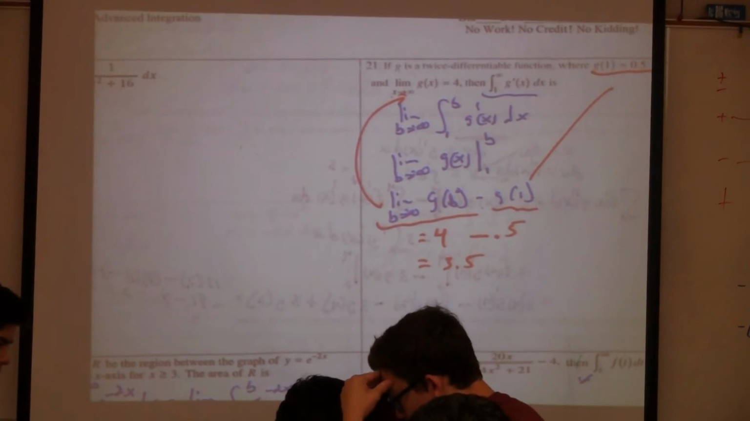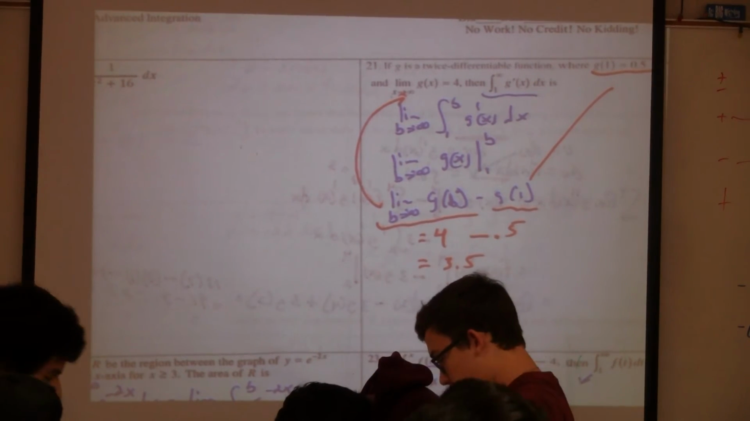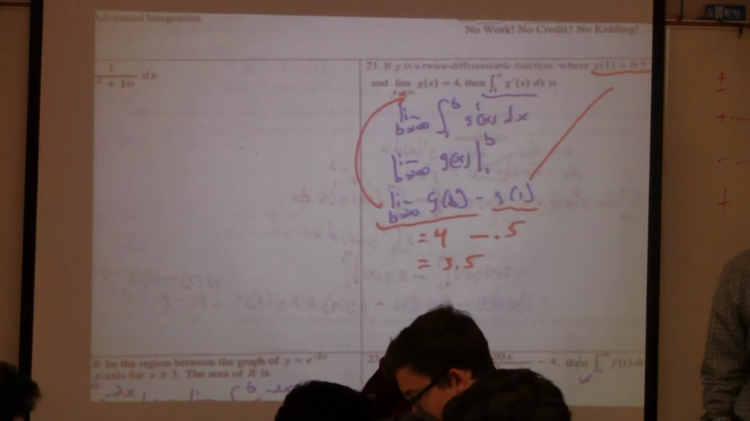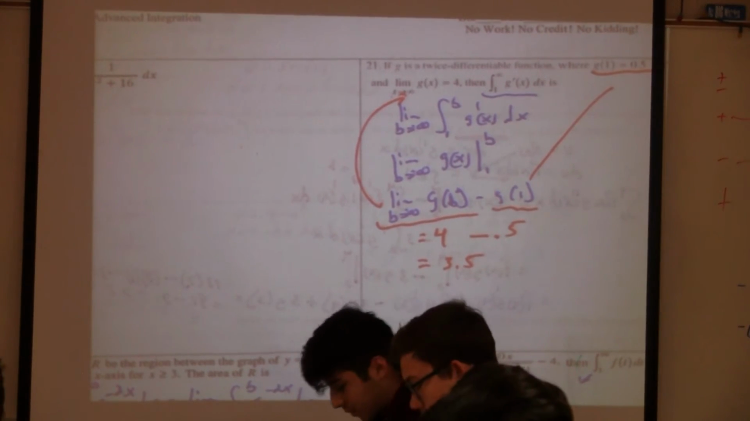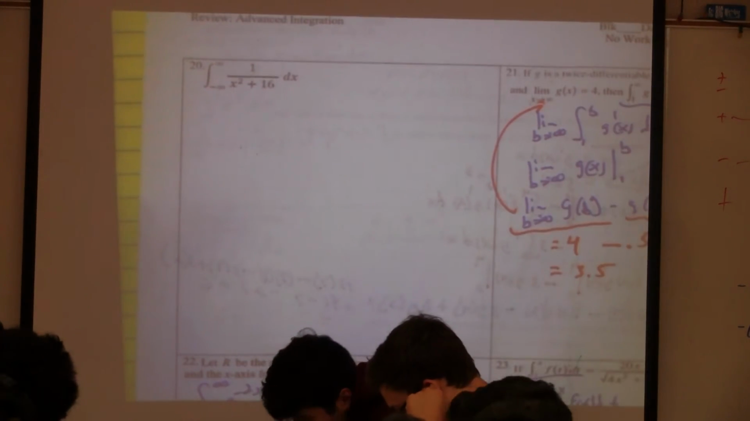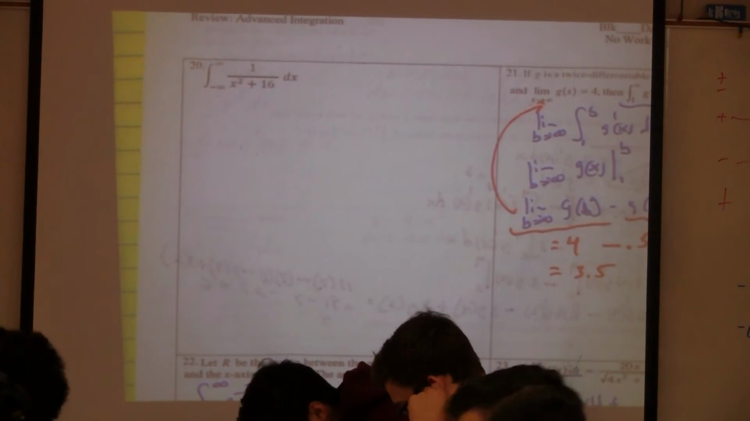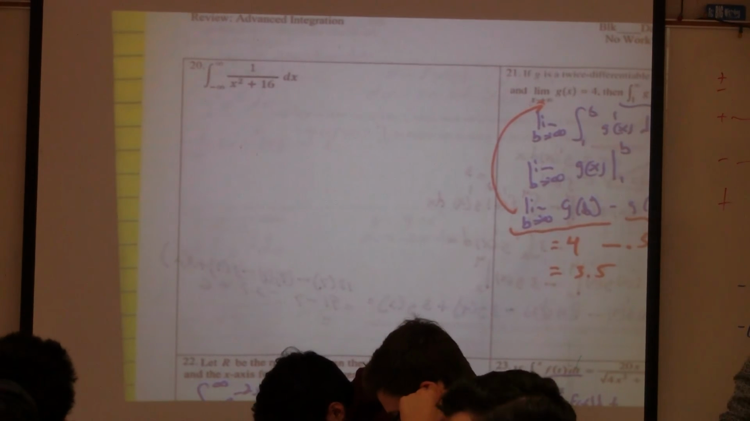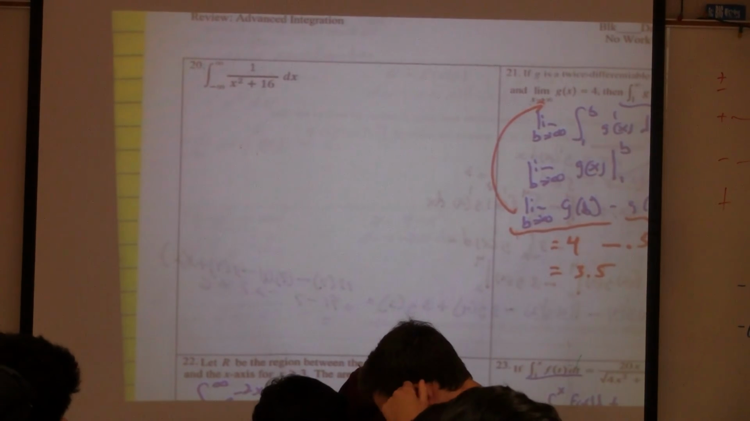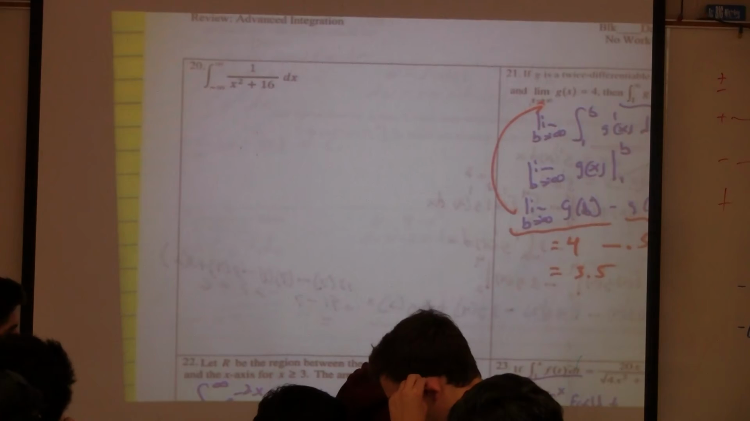Super easy? This requires... I made it more complicated. Number 20? Yeah, let's look at 20. So 20, is this improper? It's doubly improper, right? Going up the elevator and going down the elevator.